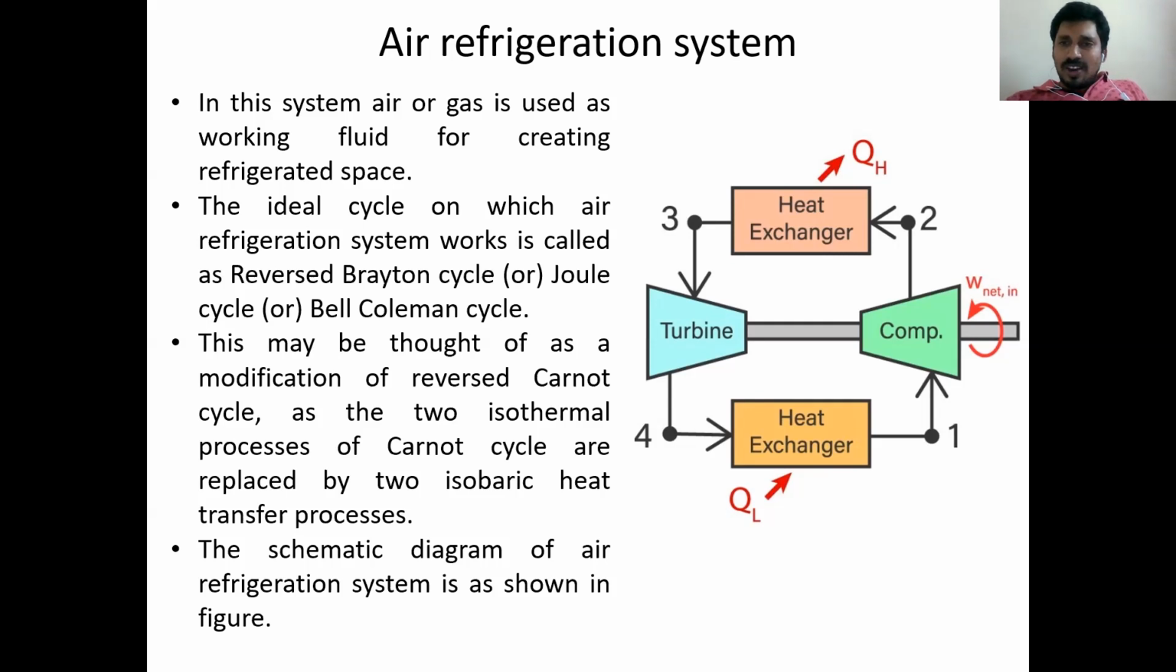So when the fluid moves from 2 to 3, heat is rejected to the surroundings. Due to that heat rejection, the temperature drops, but the pressure remains constant. The pressure value does not change, it remains constant. So at constant pressure, the temperature is decreased, heat is rejected. Now after that heat rejection, the air moves to the turbine or expander.